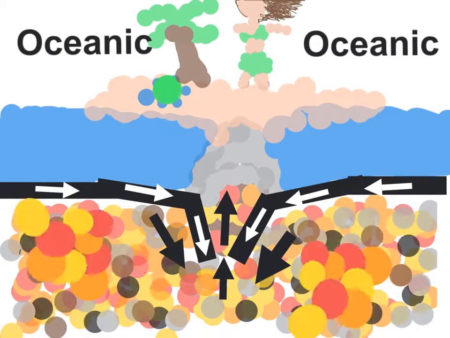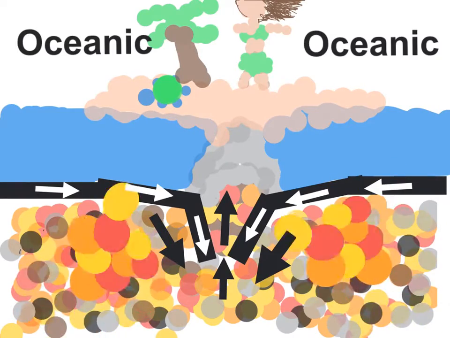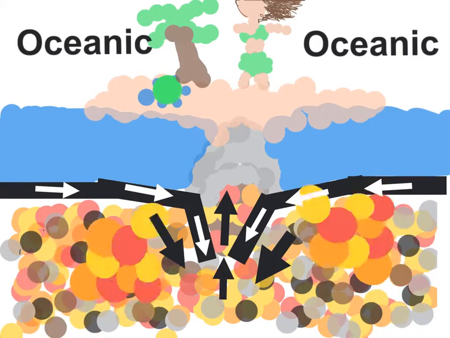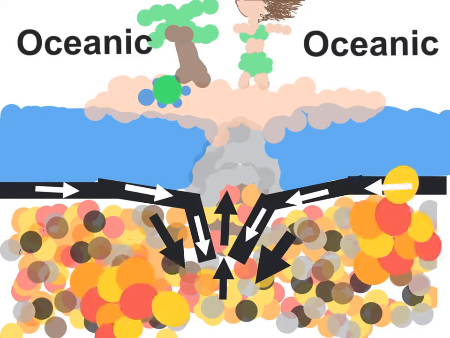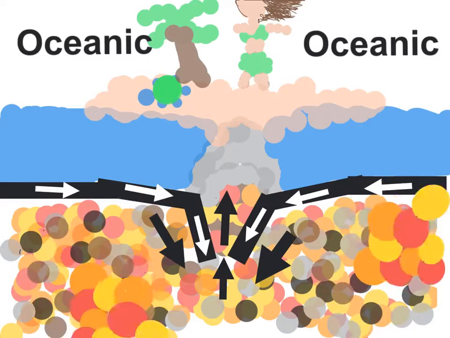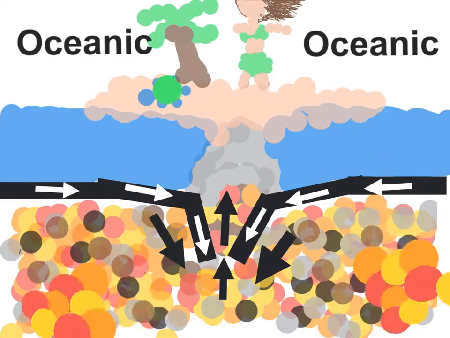Since both plates are around the same density, they do what continental collisions do, except instead of going up, they go down, which creates islands and deep sea trenches. You will feel earthquakes, see volcanoes, and be in tsunamis. Japan, South Sandwich Islands, and the Aleutian Islands were all created this way.